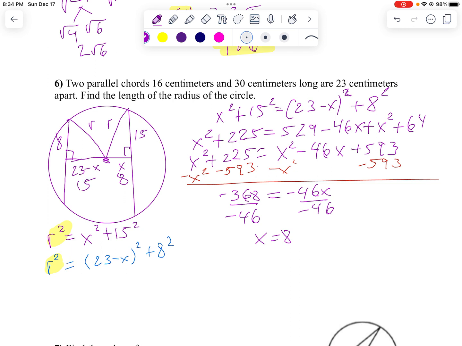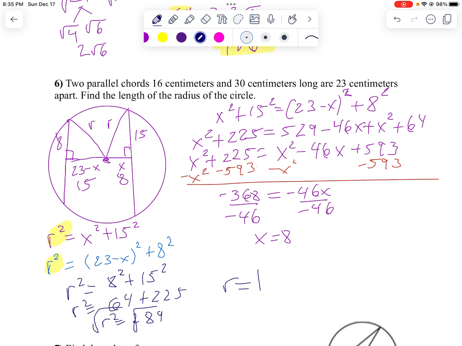Oh, and notice we got similar triangles, don't we? Actually, congruent triangles. And then I want to find the length of the radius. So I just need to go back here and find r. I think I'll use my first one. So I'm going to say r squared equals x, which is 8 squared, plus 15 squared. So r squared is 64 plus 225. If I take 64 plus 225, I get 289. Take the square root of that. My radius is 17.